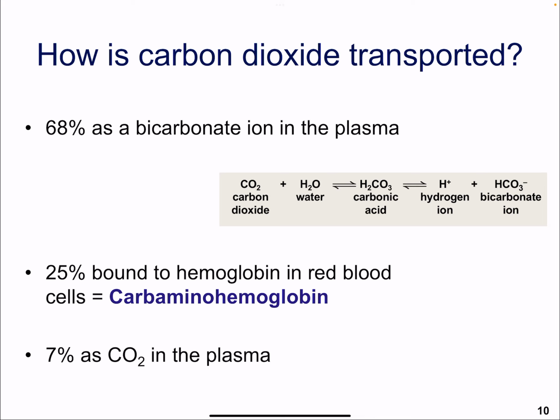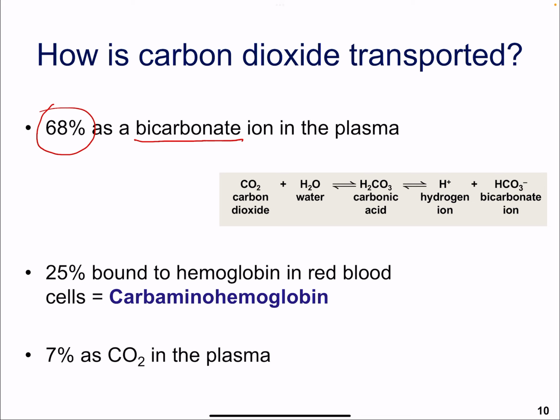So now, let's focus on carbon dioxide and how carbon dioxide is transported in the blood. Now remember, the red blood cells carry oxygen and carbon dioxide. Now, what is the form in which carbon dioxide is found in the blood? There are 3 forms of carbon dioxide in the blood. The most abundant form is bicarbonate. About 68% of carbon dioxide is present in the blood in the form of bicarbonate.